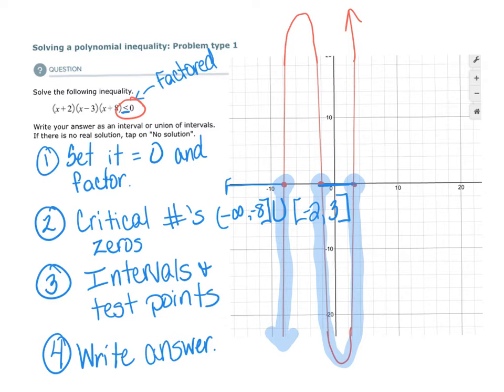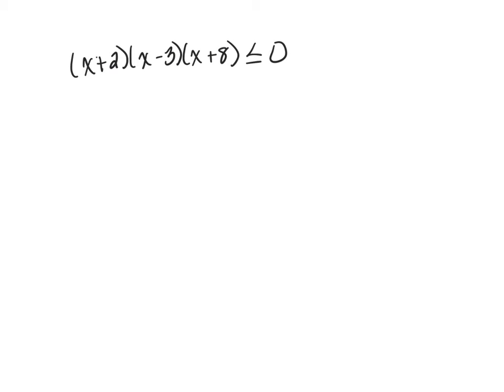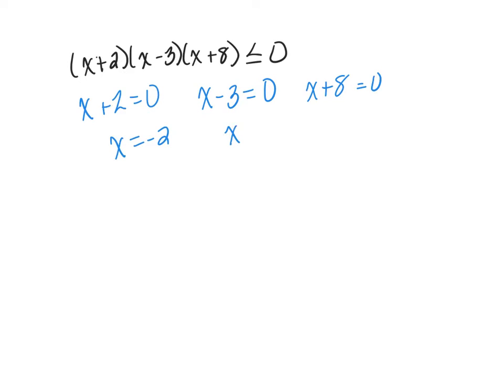So it's already been set equal to 0 and factored. We are going to start with number 2, finding our critical values. In order to find my critical values, I am going to set each one of these factors equal to 0. So I have x plus 2 equals 0, x minus 3 equals 0, and x plus 8 equals 0. So I have x equals negative 2, x equals positive 3, and x equals negative 8.